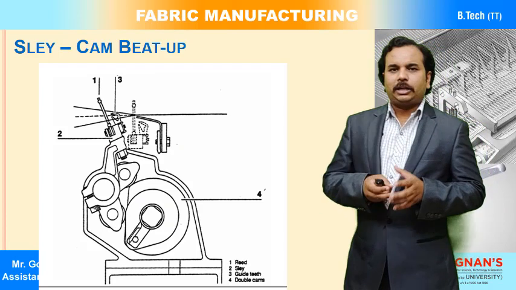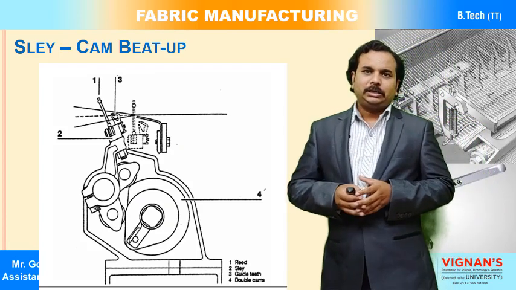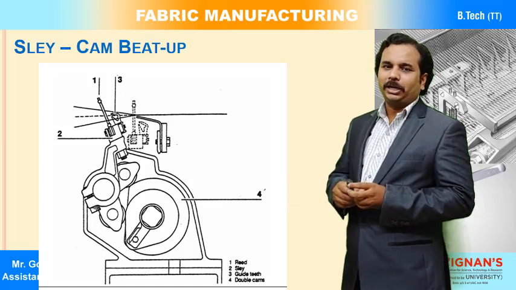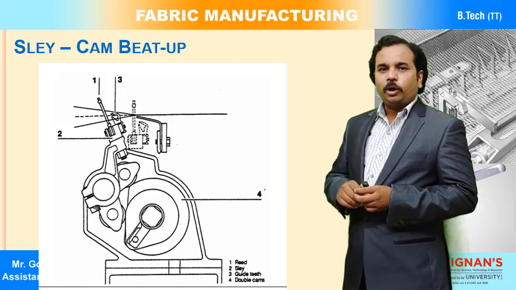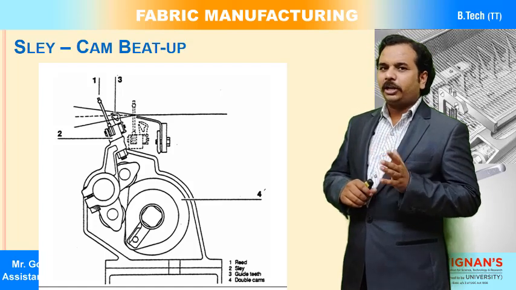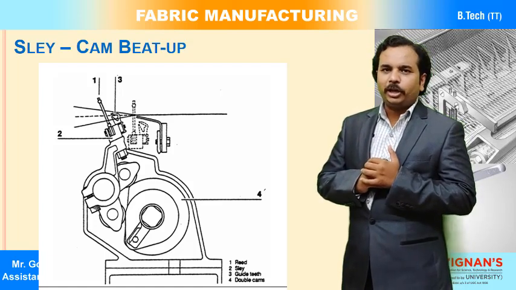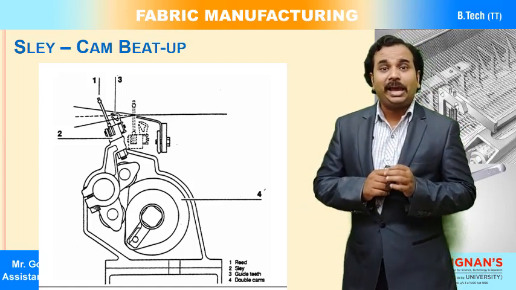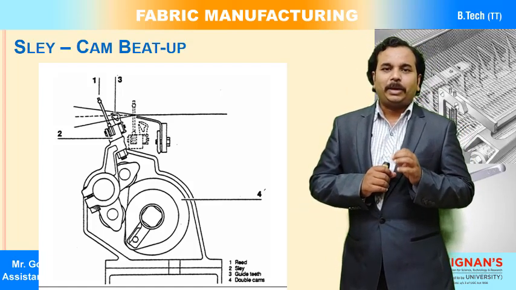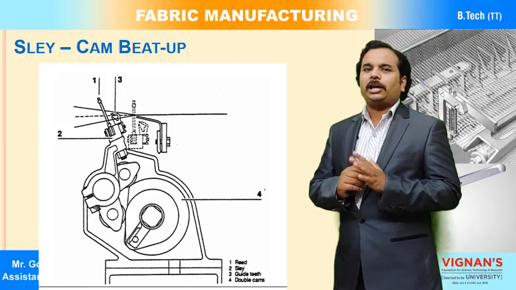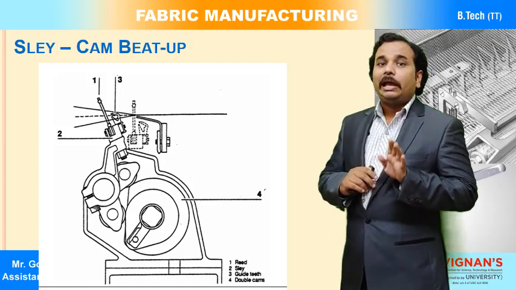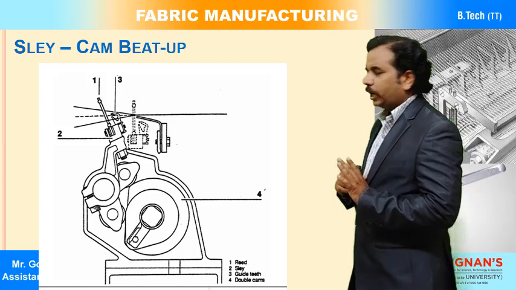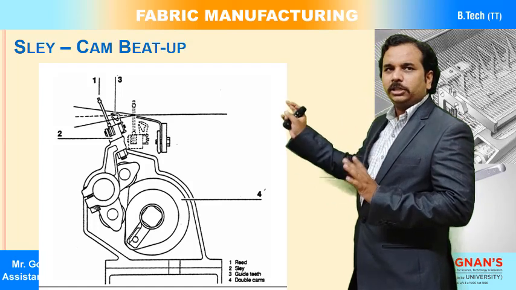Okay, and let us discuss the next mechanism, that is the beat up mechanism. Now, if you remember, in shuttle weaving, what beat up mechanism are we using? We are using a crank beat up mechanism. But here, we do not have any crank type of mechanism. We have a cam beat up mechanism. You can see the parts.